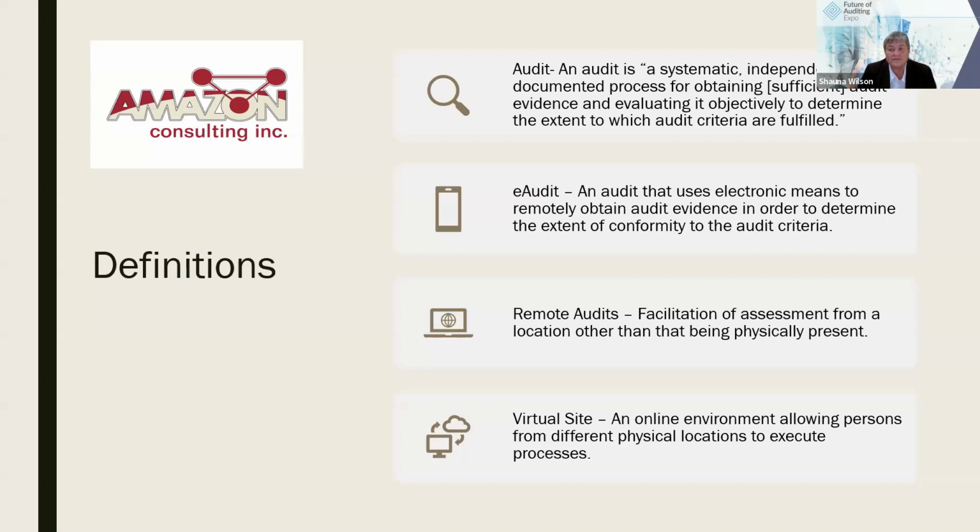Let's start out with definitions, so we're all on the same page. When we talk about virtual audits, it's the same as an audit, except it uses electronic means to obtain the audit evidence. So when we look at an audit, we are looking for a process and a means to evaluate objectively the extent of the audit criteria, so we can judge if it's meeting conformance or not, right? So the e-audit or the virtual audit is just using electronic means to obtain that information or audit evidence.